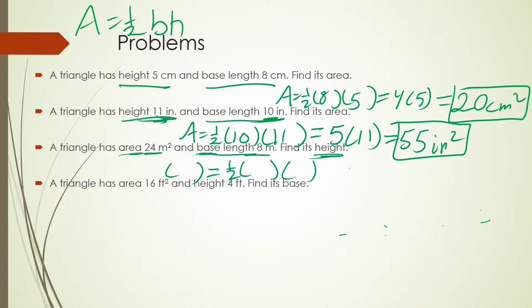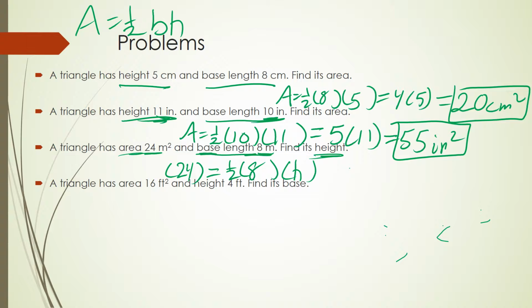All right, so coming back through, what is the area of this triangle? Well, the area is 24 meters squared. All right, my base, well, my base says right there, 8 meters. And my height, well, that's what it's asking for, so that's what I have to find.